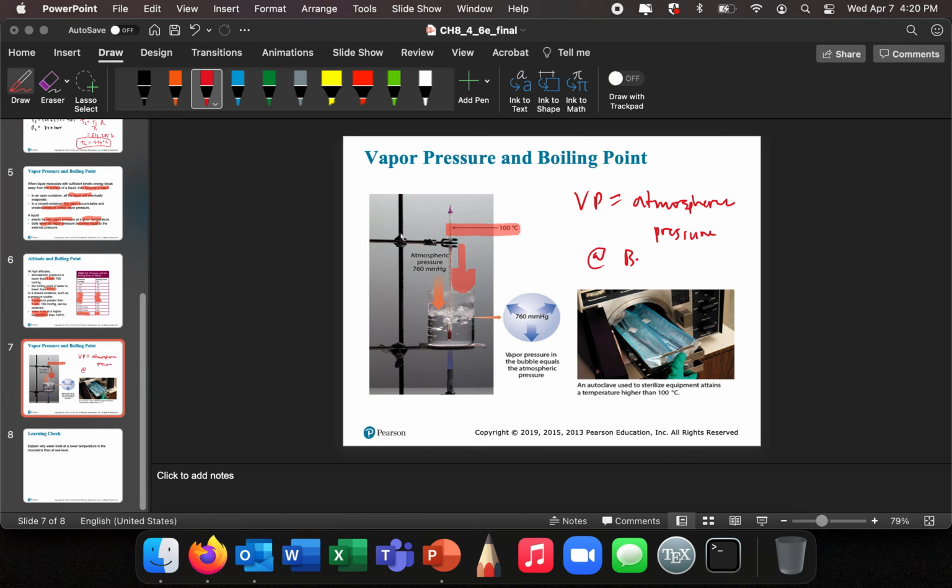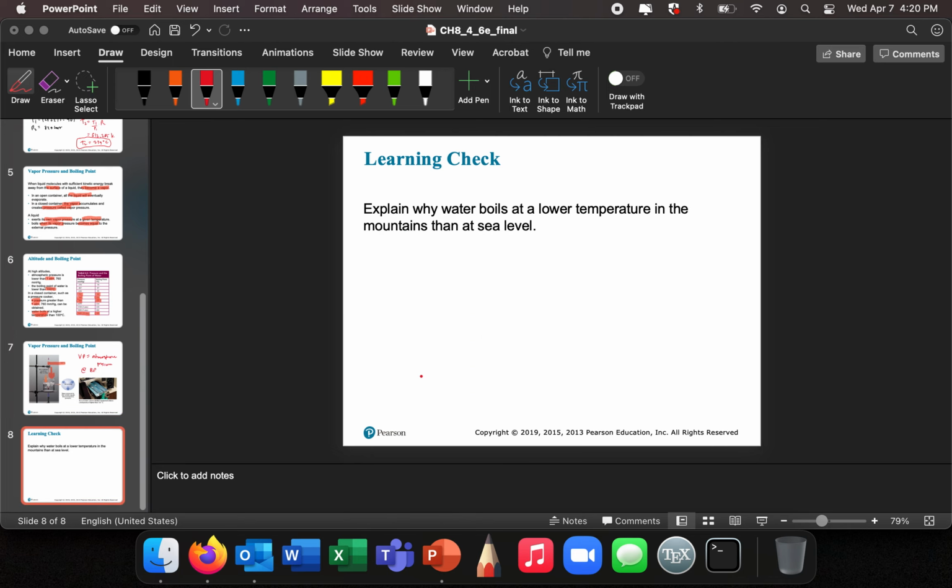At boiling point, okay? All right, so let's do one final learning check. Pause the video, have a look at this, and then come back and see if your explanation is the same as mine. Okay, so let me suppose you paused it. Explain why water boils at a lower temperature in the mountains than it does at sea level.